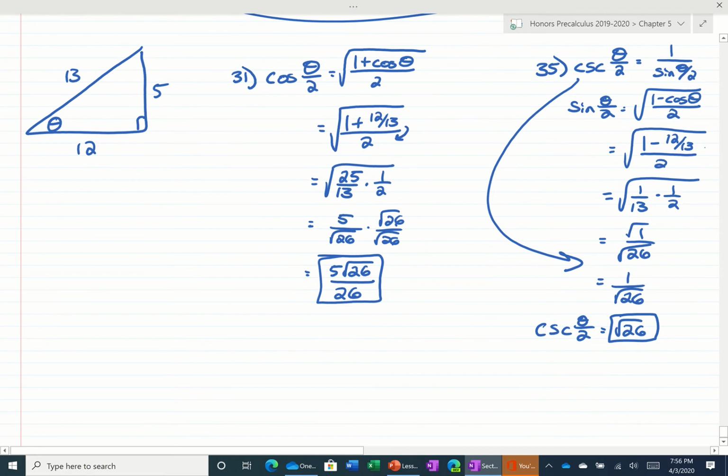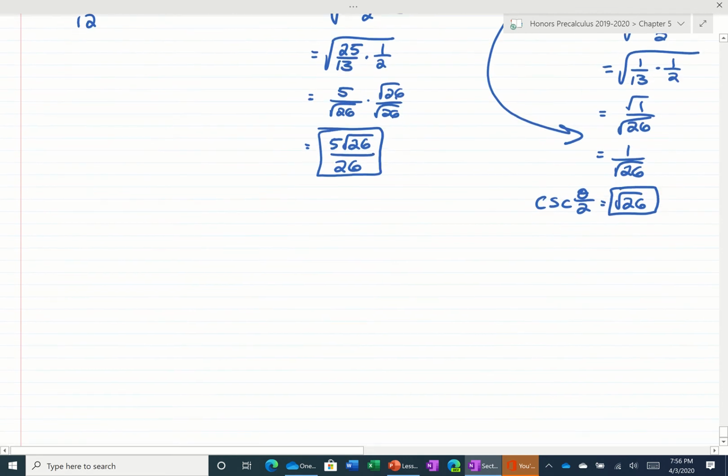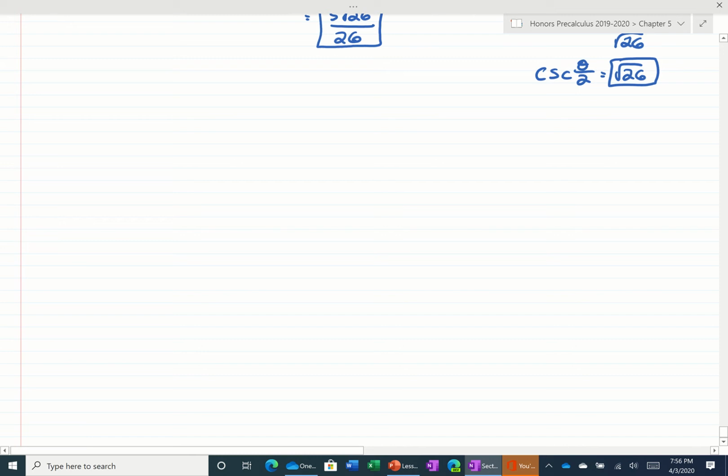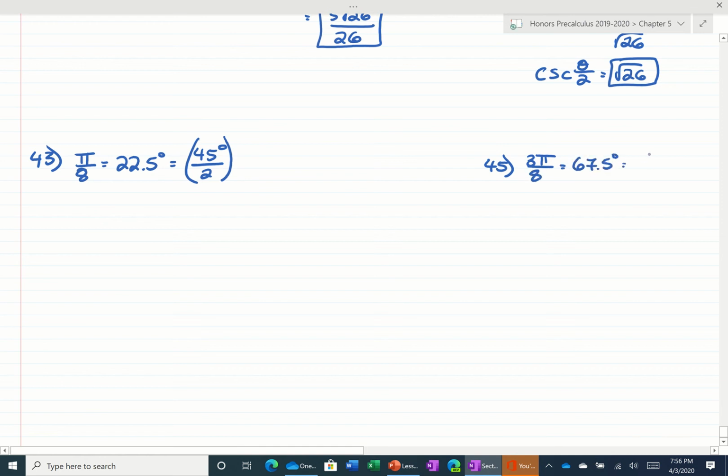All right, let's take a look at a couple problems in the next section. All right, so it's asking you to find the exact value of sine and cosine and tangent for these angles. I asked you to skip 41. Let's do number 43, which was pi over 8. Pi over 8 is 22.5 degrees, which is the same thing for a half angle as 45 degrees over 2. And then number 45, saying 3 pi over 8. 3 pi over 8 is 67.5, which is the same thing as 135 over 2.